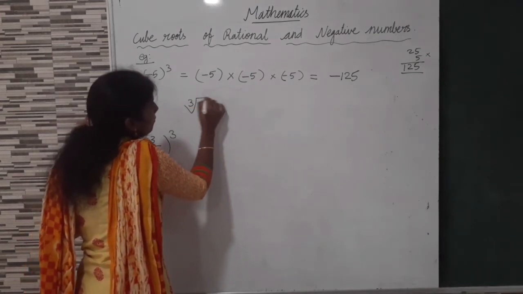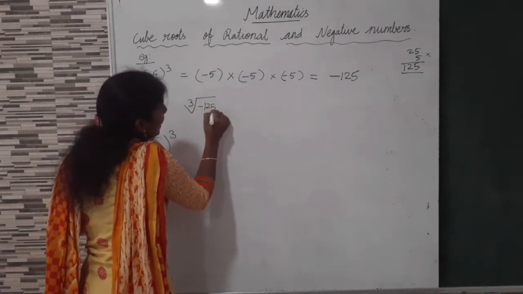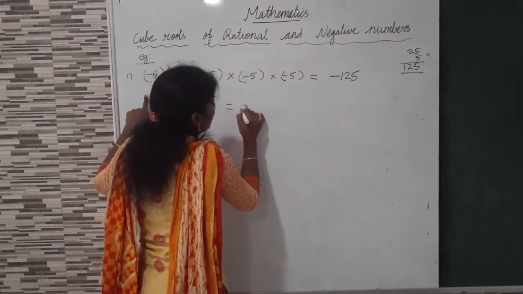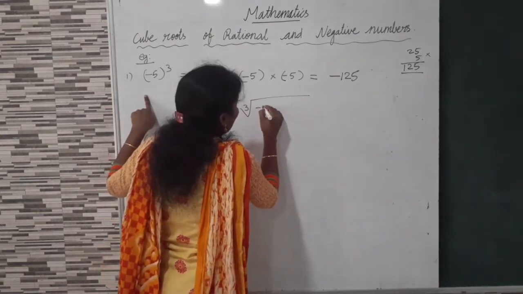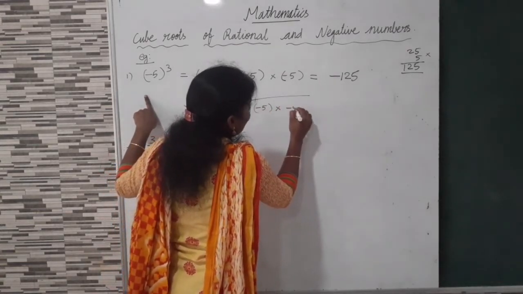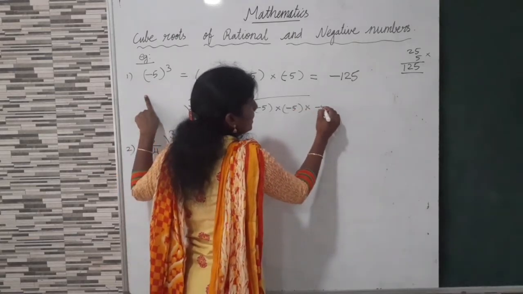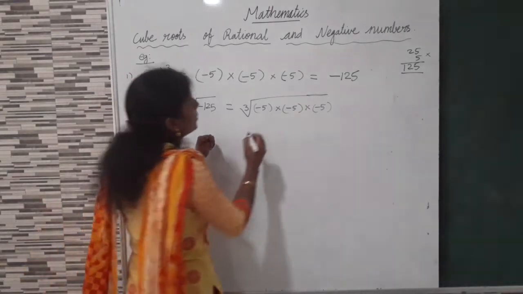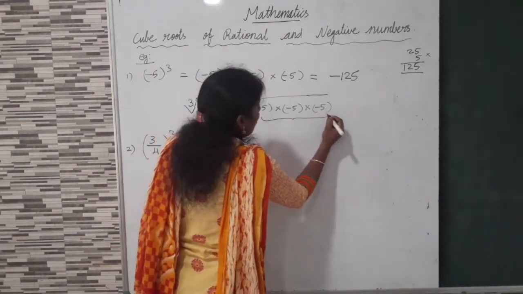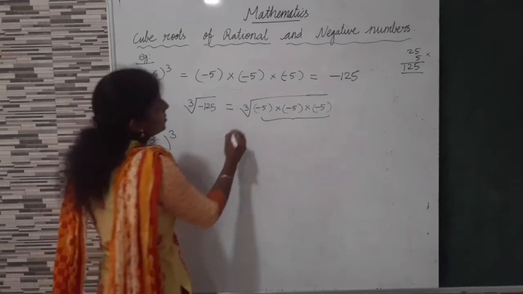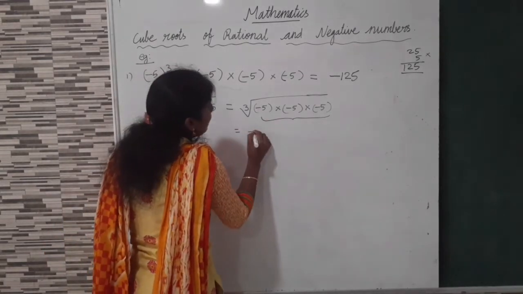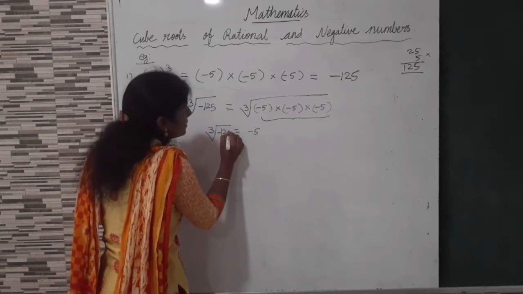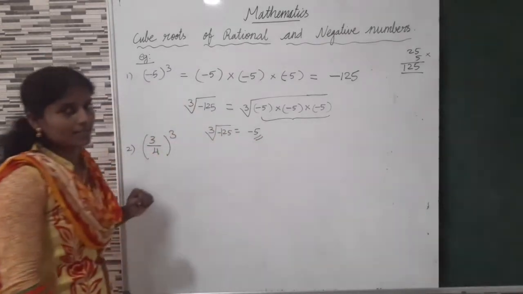Now how can you write it? Cube root of minus 125 is equal to cube root of minus 5 into minus 5 into minus 5. Now this is a cube root. Cube root means 3 in 1 take outside. So we can write minus 5. So cube root of minus 125 is equal to minus 5 is the answer.